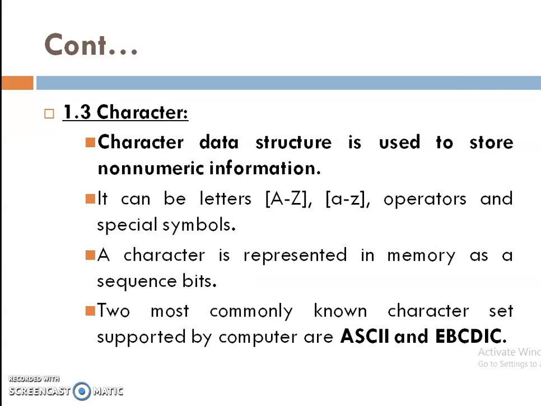Now third, character. The character data structure is used to store non-numerical information. It can be letters A to Z uppercase and lowercase a to z, operators and special symbols. A character is represented in memory as a sequence of bits. The two most commonly known character sets supported by computers are ASCII and EBCDIC.